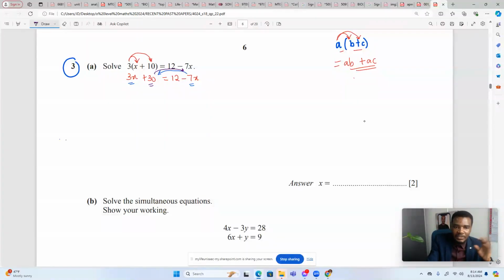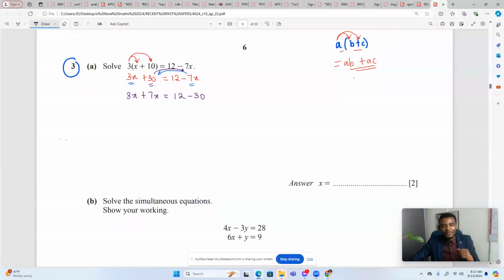In this case, we didn't take 3x anyway, so let's keep our 3x. If we take minus 7x to the other side, it ends up as plus 7x. And this is equal to 12. We're not going to take 12 anywhere, so let's keep 12 on the right hand side. Let's take plus 30 to this side. As we take plus 30 to this side, it ends up as minus 30.